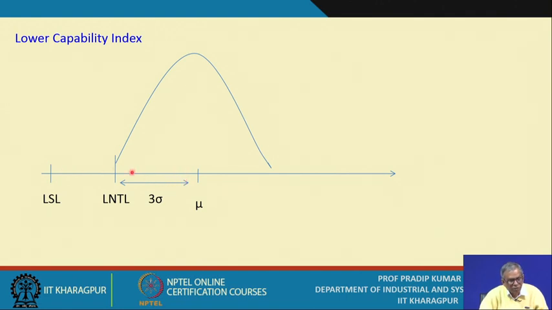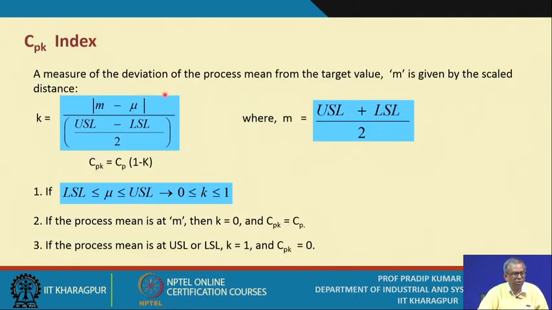Is it okay? But if the process is like this, that means LNTL will be somewhere here at 3 sigma away from mu. Is it okay? So, you have to identify this one, and then this point, obviously this is the actual one and this is the allowed one. So, allowed divided by the actual will be the capability index. Is it okay? So, the lower capability index is defined this way.